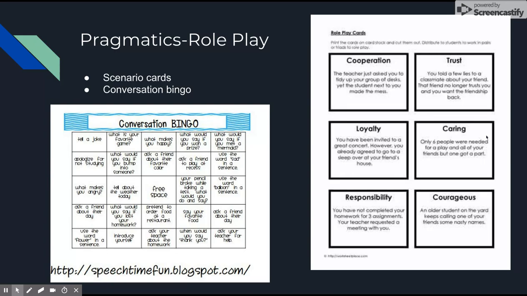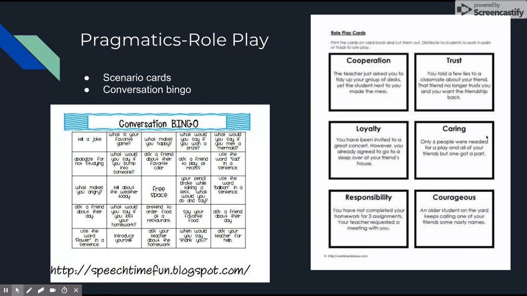I could read these scenario cards to my class, such as different topics like cooperation, trust, loyalty, caring, responsibility, and courageous. I could read to the class an example of the caring one. Only 6 people were needed for a play, and all of your friends but one got a part. How would you, boys and girls, act towards the one friend that didn't get a part? They could practice on each other and do different scenarios, and it would be really fun and really helpful for these students.